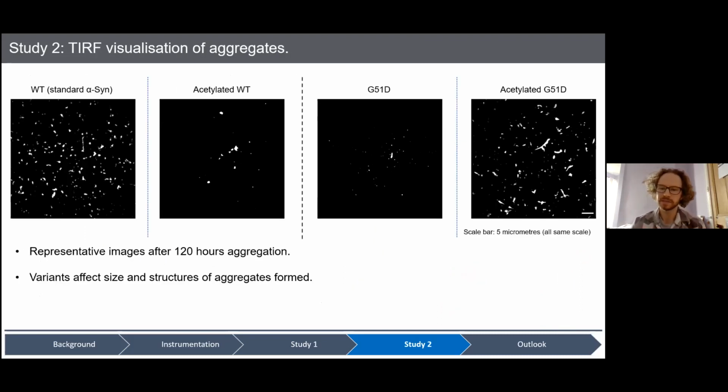We also see differences between the variants when you visualize them on the turf. So these representative images are taken after 120 hours, so near the end point of the aggregation process, and there are noticeable differences in the numbers and structures of aggregates produced. Also, for your reference, the scale bar here is 5 micrometers. In comparison, a human hair is between 20 and 200 micrometers thick, so the width of this entire image is about the width of a human hair.